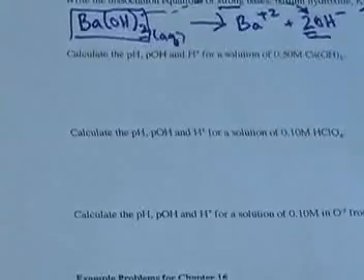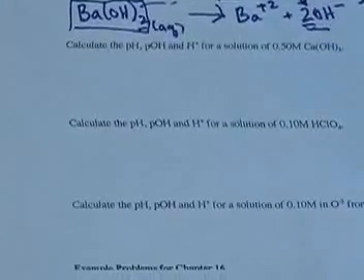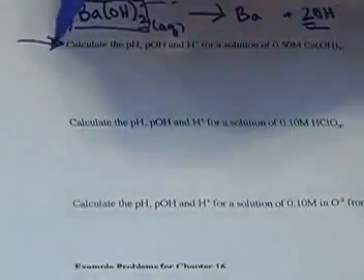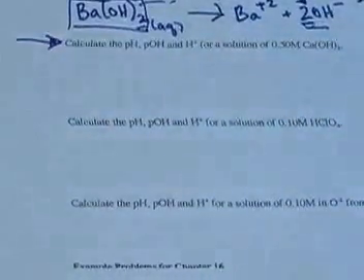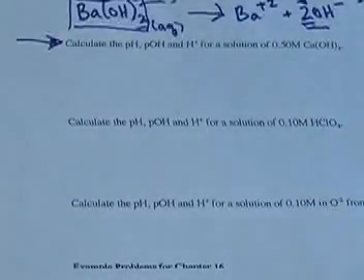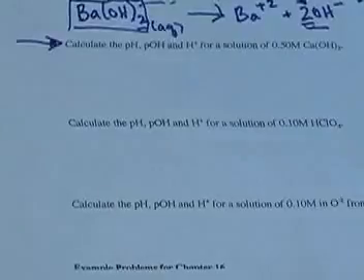A couple of questions about pH, POH, and OH minus for strong bases and strong acids. Let's start with this one. Make sure you have your calculator out for this. Calculate the pH, POH, and H plus for a solution of 0.5 molar Ca(OH)2.